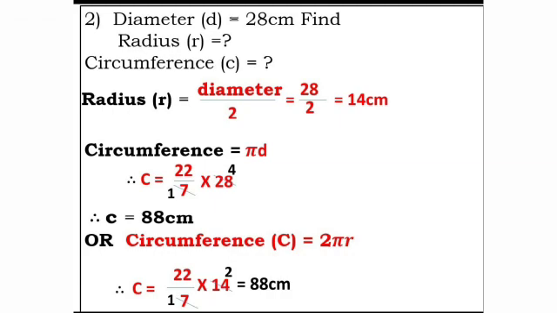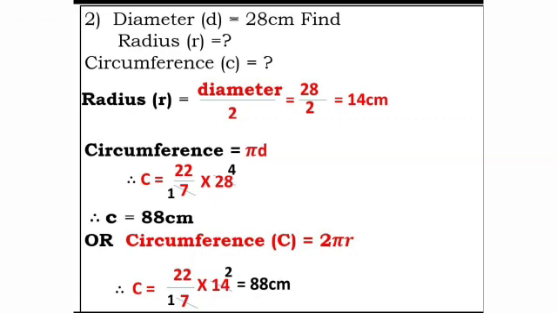Or children, even when you have found out the radius as 14 centimeter, then also you can find out circumference by writing the formula circumference is equal to 2 pi r. Therefore, circumference is equal to 2 into 22 upon 7, and r that you have found out, that is 14 centimeter. So circumference is 2 into 22 upon 7 into 14. 7 ones are 7, 7 twos are 14, which is equal to 2 into 22 into 2, which is equal to 88 centimeters.